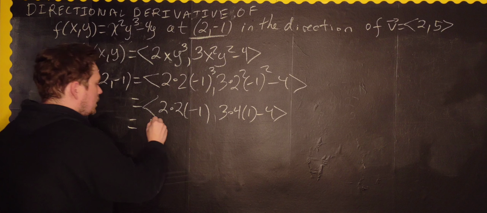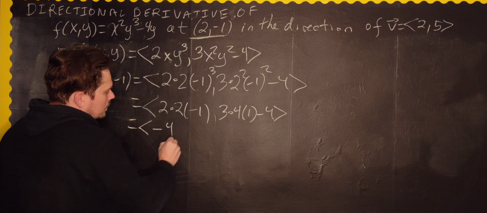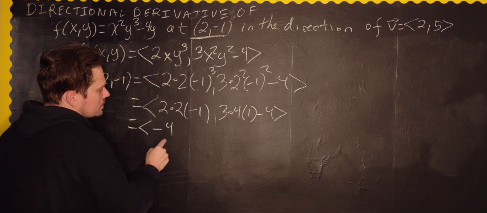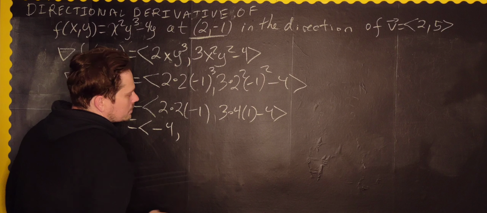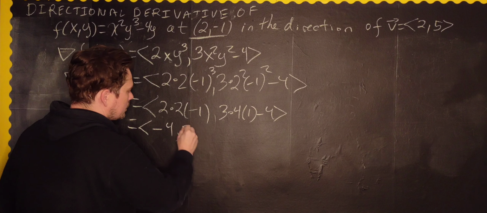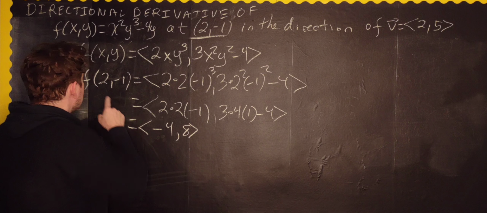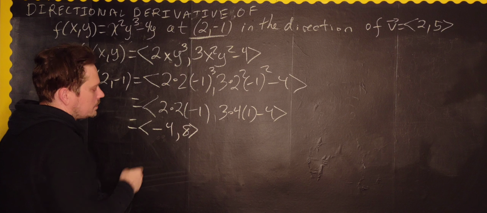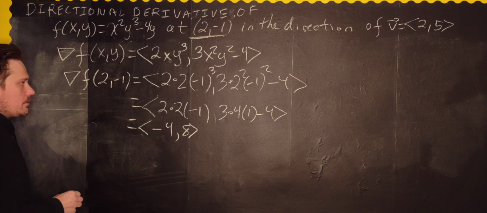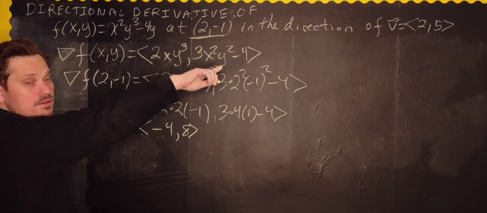Then you continue with this process. It's going to give you negative 4, 2 times negative 1 is negative 4.1 And it's going to be 3 times 4, which is 12. 12 minus 4 is 8. So we end up here with (-4, 8). This is the value of the gradient at the point (2, -1). Negative 4, 8.